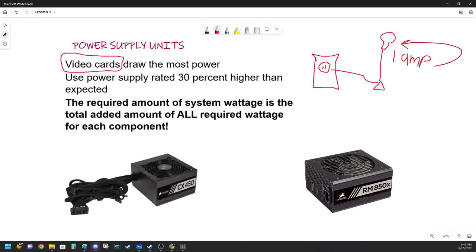Someone asked about the bronze, gold and titanium ratings for power supplies. That has to do with their efficiency rating. It's not something we have to memorize as a standard because it's not standardized. Oh, Monique actually brought up a really good point. You also want to leave room for growth, right? If you want to upgrade your PC later, you don't want to already be at the maximum wattage that you can use. That's a very good point.